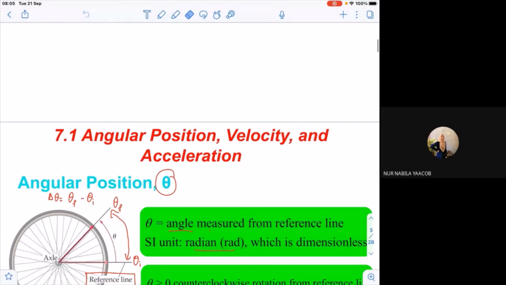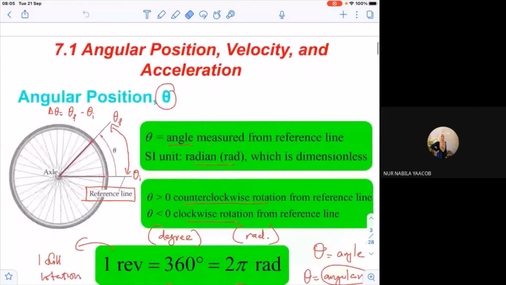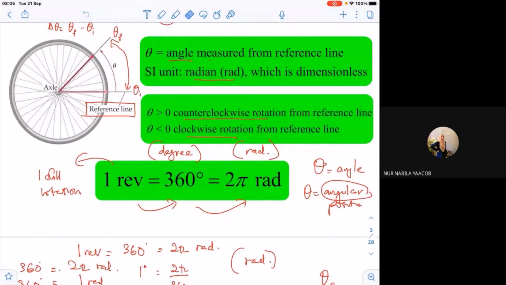Alright, so as usual, the angular position is theta, angular velocity is omega, and angular acceleration is alpha. And one revolution is also known as one circle, one round, which is equivalent to 360 degrees, and in radians it is called 2 pi.